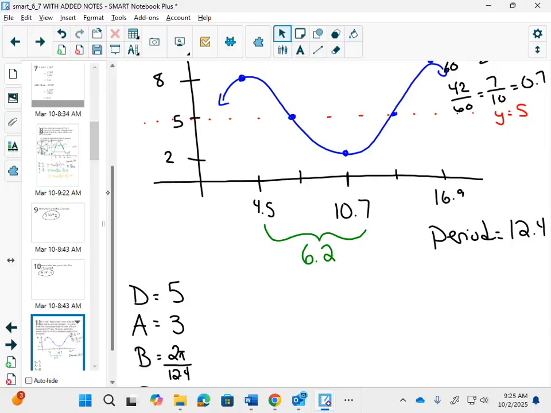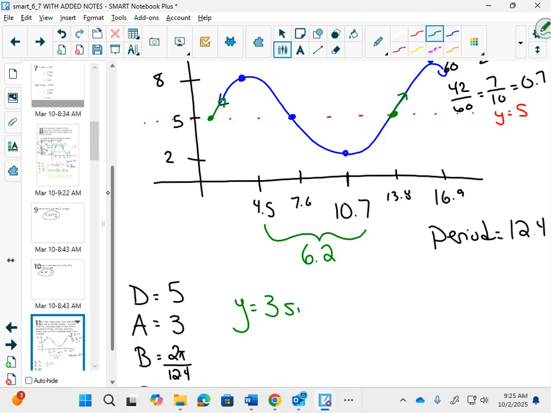Let's say you want to use a sine graph. The sine graph starts in the middle going up. So pick a middle point going up. There's actually 2 possibilities here. You could choose either one of those. Half of 6.2 is 3.1. So I would know that this is at 7.6 and this is at 13.8. I might use that 13.8 value. Amplitude is 3. Sine. Period is 2 pi over 12.4. X minus 13.8, plus 5.